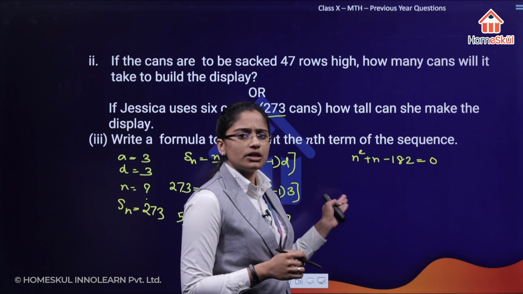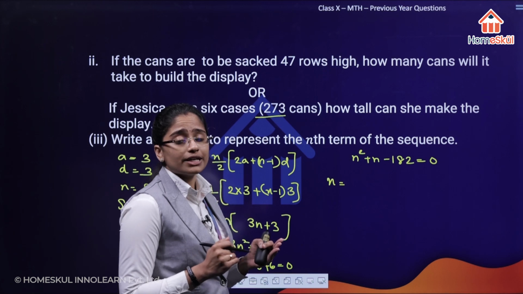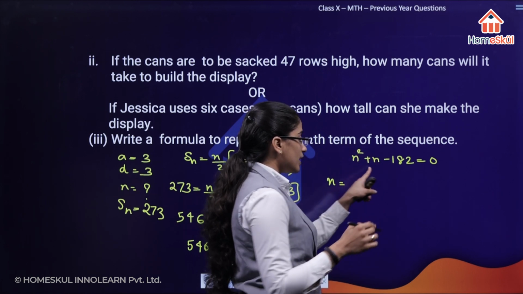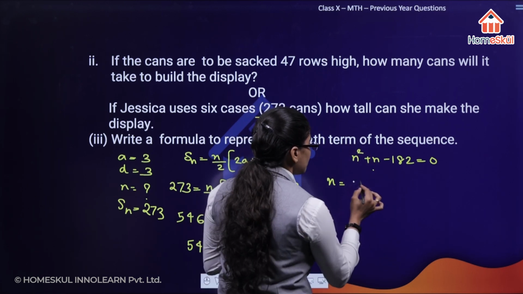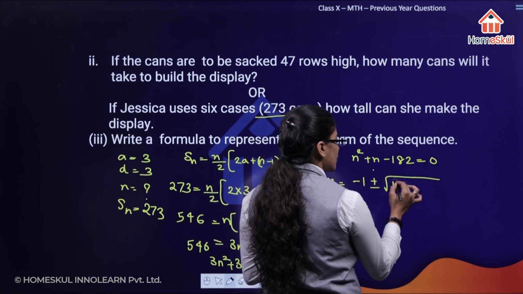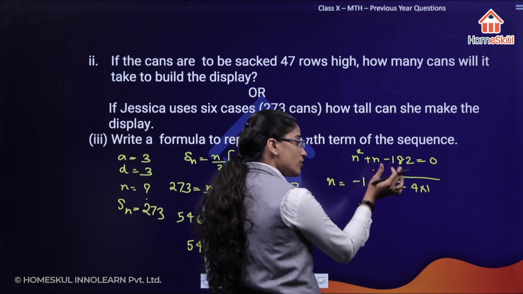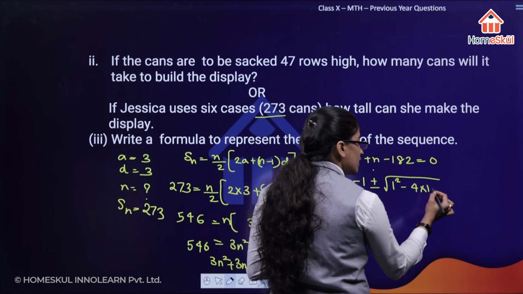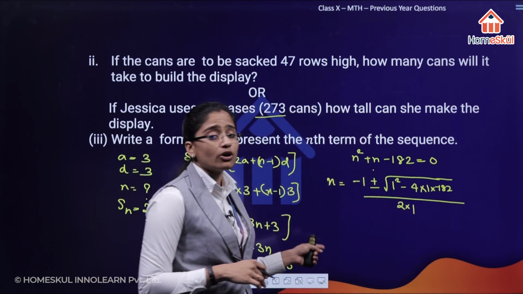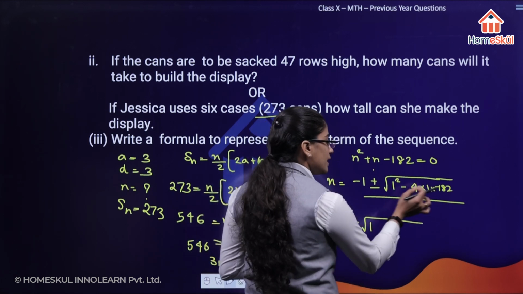Now we are having a quadratic equation. We could use the quadratic formula to solve this equation. Therefore, n is equal to minus b plus or minus root of b square minus 4ac, by 2a, where a is the coefficient of n square, b is the coefficient of n, and c is the constant term. So here minus b means minus the coefficient of n, that is 1, plus or minus root of b square, that is 1 square, minus 4, a is the coefficient of n square, that is 1, then c is the constant term, minus 182, the whole divided by 2 into a, which is 1 itself, the coefficient of n square, okay.